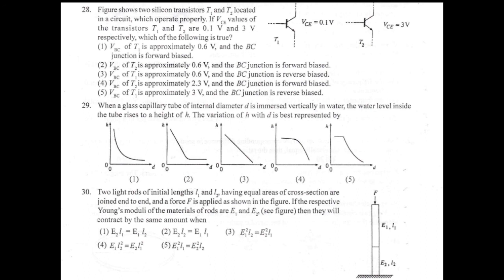And for T2, VBC should be minus 2.3. No answer with minus 2.3. So we have two answers, either 1 or 3. And now let's see whether it's forward biased or reverse biased. Now VB is greater than VE for T1. VB is greater than VE. It shows that it's forward biased. So answer is A.